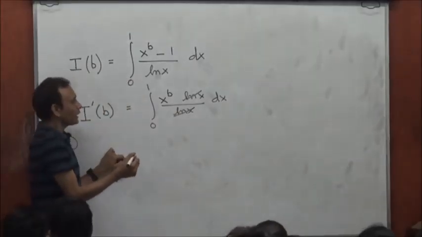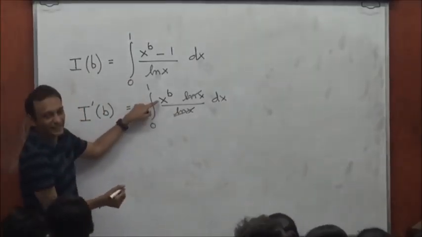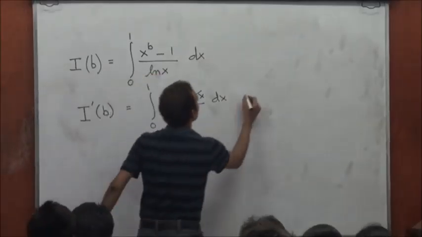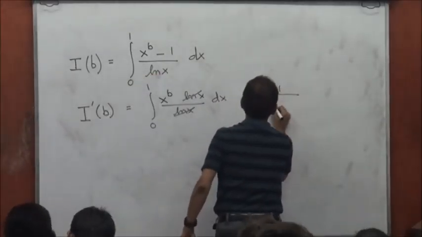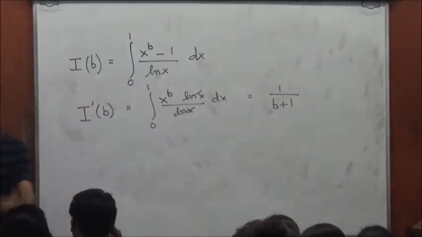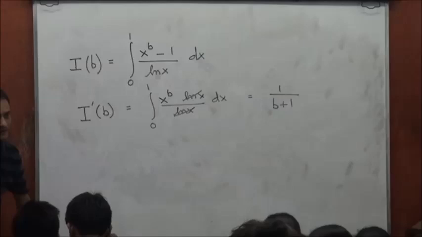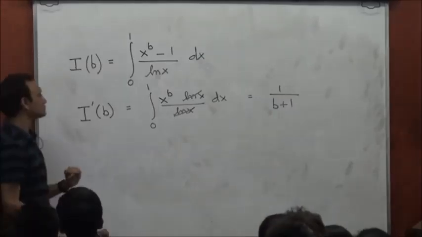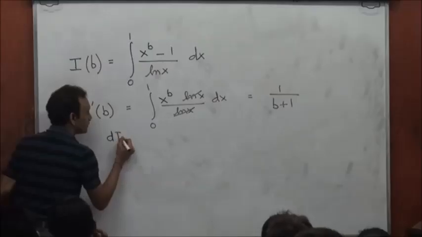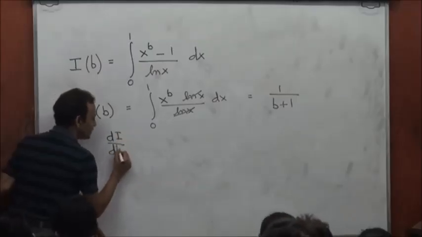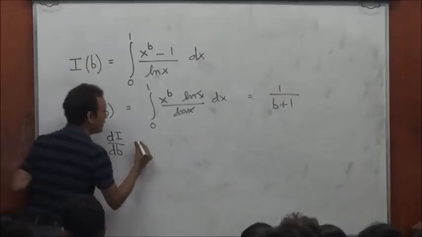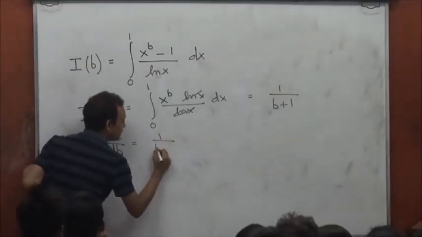Now this can be integrated readily. x^(b+1) by b plus 1. When I supply the limits, x^(b+1) by b plus 1 from 0 to 1 is going to be 1 by b plus 1, yes or no? So I dash b, which is dI db, is 1 by b plus 1.